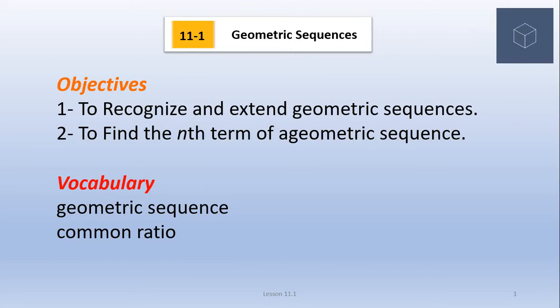Our lesson today is the geometric sequences. About the geometric sequence, the two main objectives today are: first, to recognize and extend geometric sequences; number two, to find the nth term of any geometric sequence. The two main vocabulary words in this lesson are, of course, the geometric sequence and the common ratio.